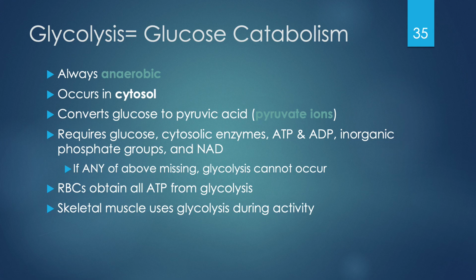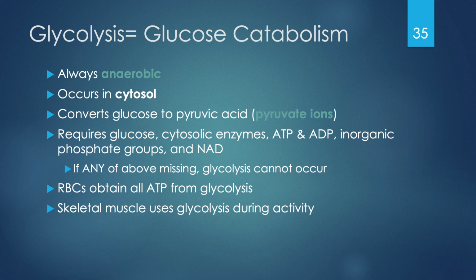This is the only part that occurs in the cytosol, which is the fluid in the cytoplasm, right? So because it's happening there, it does not include oxygen and therefore is anaerobic. All the other steps are going to occur in the mitochondria. So when we're doing glycolysis, we are just breaking down glucose into pyruvic acid in the form of pyruvate ions, which can be useful in further steps of breakdown.